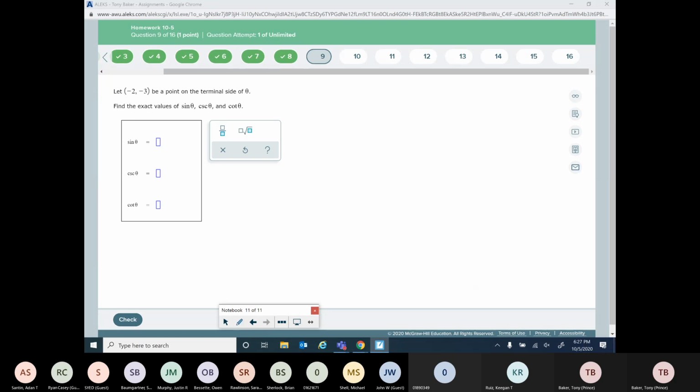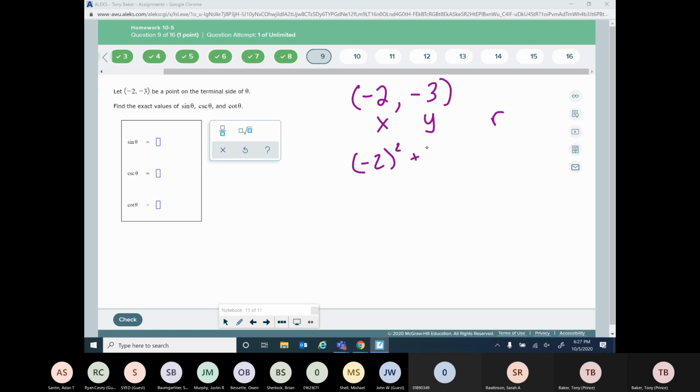All right. So this one, they give us the point of the terminal side. So in this case, they gave me -2 and -3. So that's my x and that's my y. So the piece that I'm missing is my r. So we have to do my Pythagorean theorem. So I get -2 squared plus -3 squared equals r squared. So the square root of 13 is r.